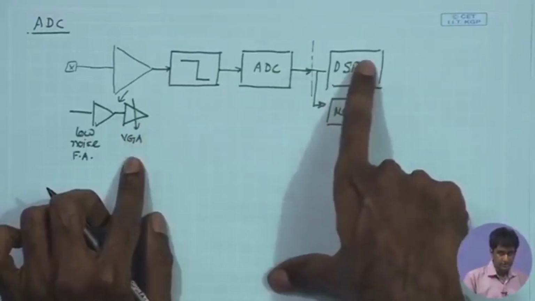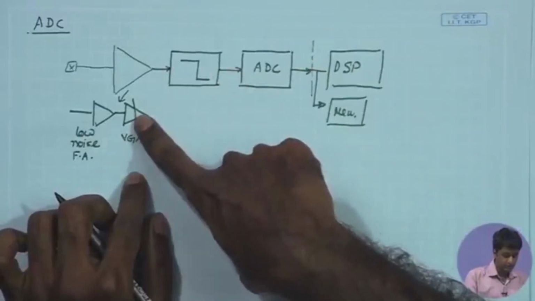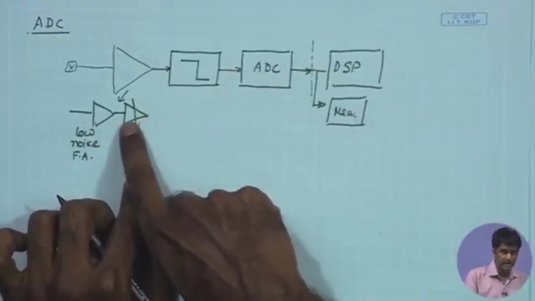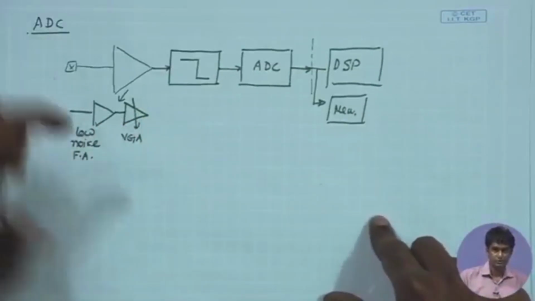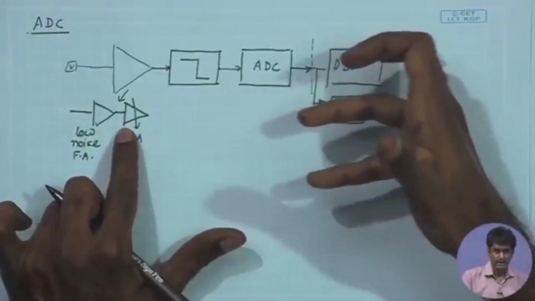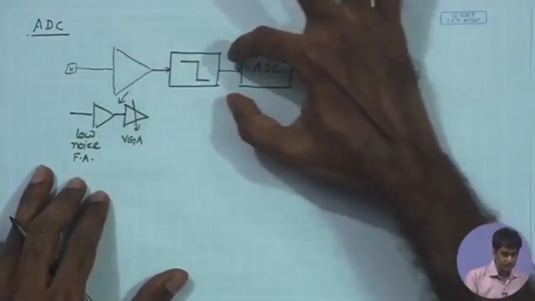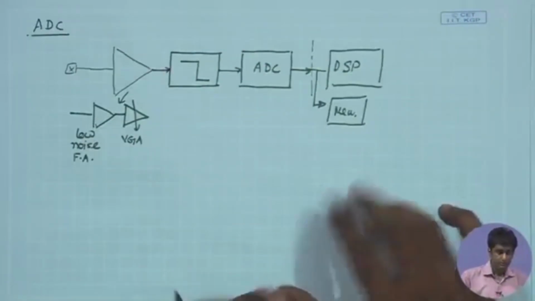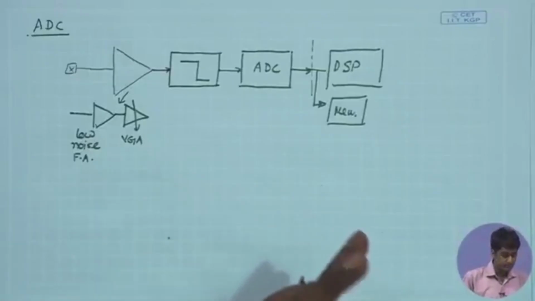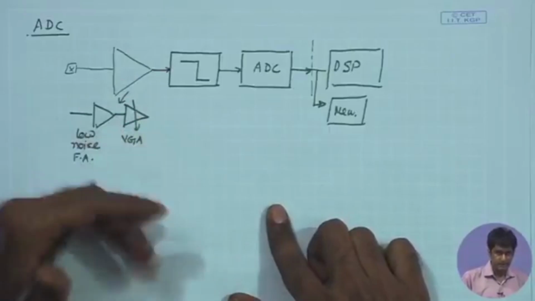Depending upon the signal magnitude at a particular time, the DSP can send some feedback signal to the VGA, some digital control signal to the VGA, and adjust its gain, so that if at any time the signal amplitude is reducing, the VGA gain will be increased, and vice versa. So, that the overall magnitude of the signal coming over here is mapped to the input dynamic range of the ADC.